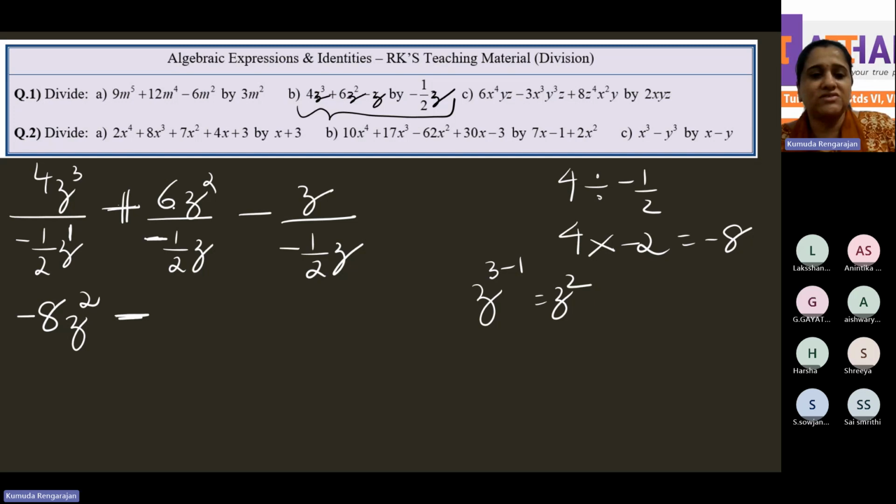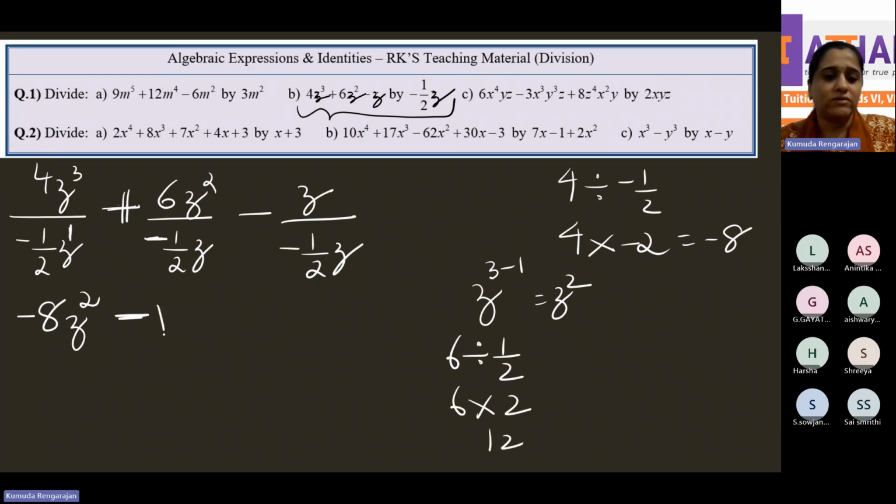Now we'll have to divide 6 and half. 6 divided by half, meaning 6 into 2 by 1, which is 12. So 12. Then Z square by Z. So Z to the power 2 minus 1, Z. Minus divided by minus, plus.